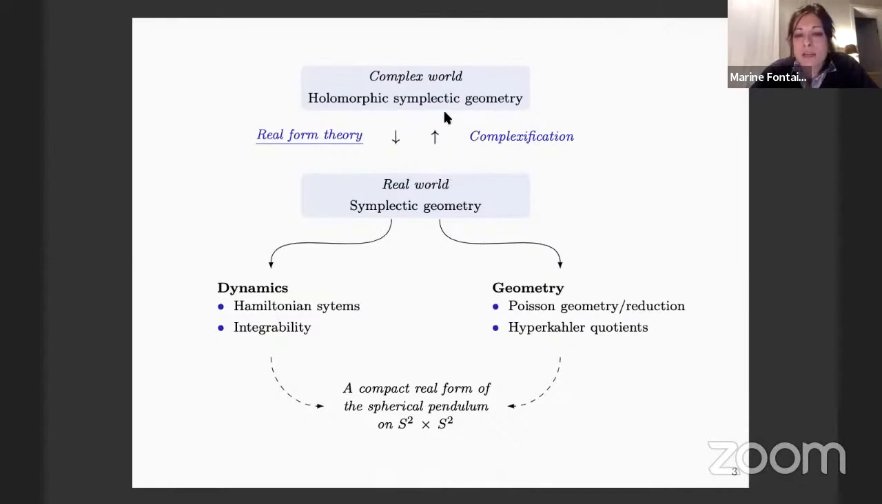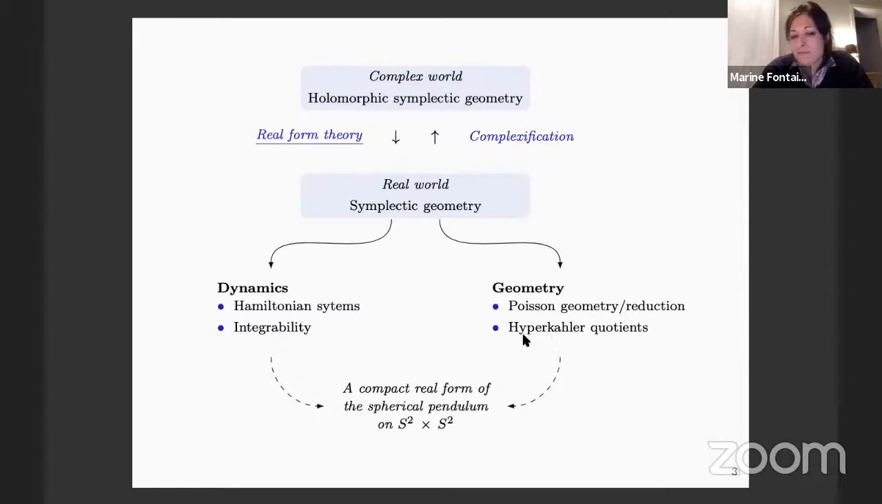As I said, we are not really doing complexification of the object. We already suppose that we have a holomorphic manifold which is fixed, and we try to obtain a real system out of it. There are two parts to this work. One part has to do with dynamics: how do you get a real system from a holomorphic Hamiltonian system, and what happens if you have an integrable system? On the other hand, there's a geometric part which shows how you can define real forms for Poisson geometry, and what happens if you have a group action and you want to know how the whole thing behaves under Poisson reduction. Phil is going to talk about that part, and I'm going to focus on the dynamics part.